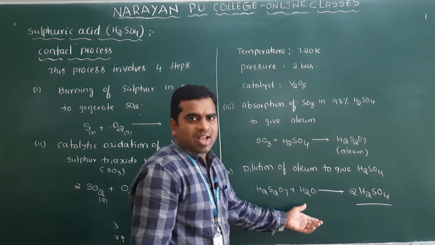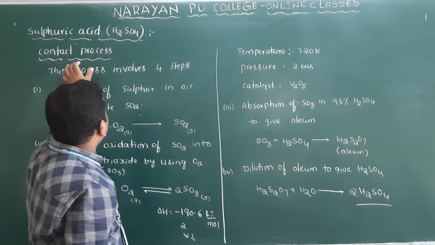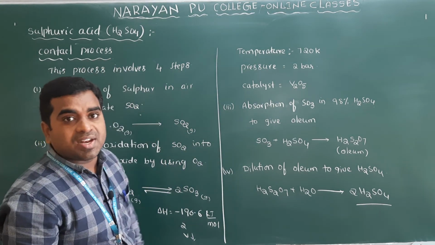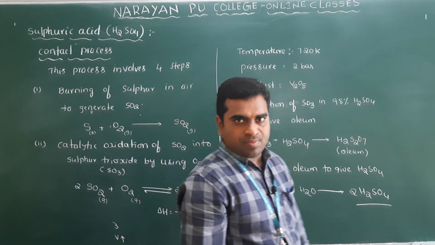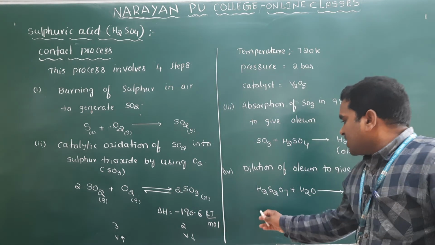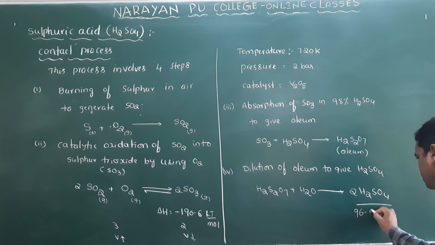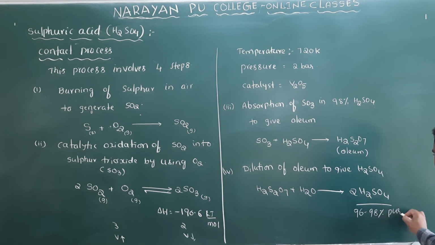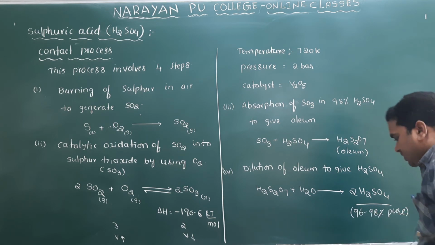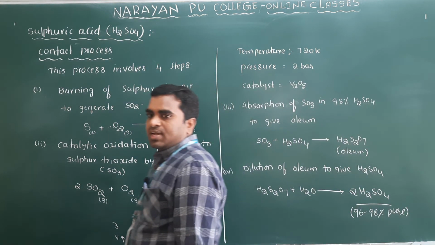The sulfuric acid which is prepared by the contact process is almost 96 to 98% pure. Clear ma? So in this process the H2SO4 you are getting is almost 96 to 98% pure. Clear ma? So this is about the contact process.